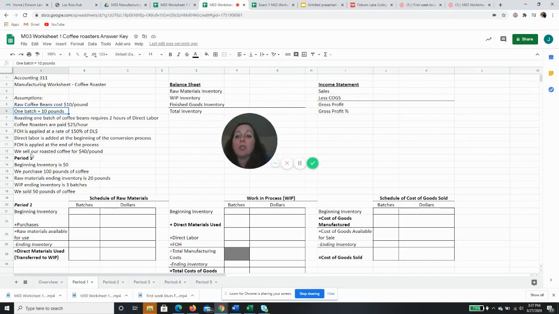Okay, so assumptions have not changed, but down here under where it says period 1, this tells us some information we need to know about what happened this period. So first of all, it says beginning inventory is 0. So I'm just going to put 0 all the way across in raw materials, work in process, and finished goods.